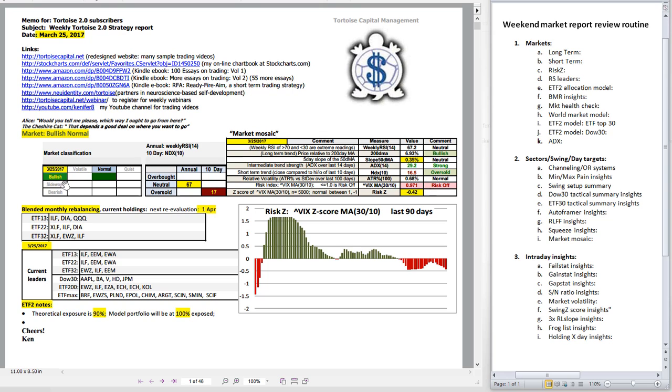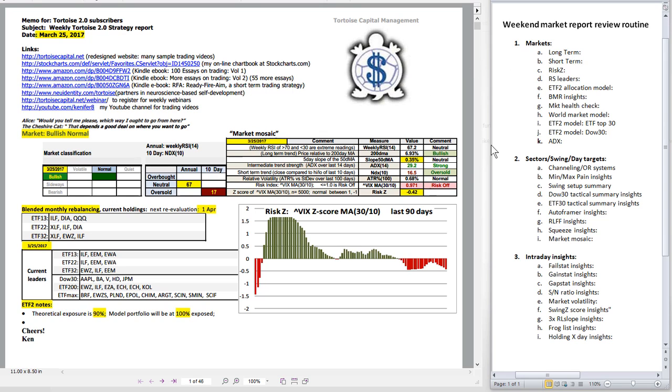Market classification. Long term, we're in bullish normal conditions based on our market classification system. I'm looking at the annual market condition with RSI 14, weekly RSI 14. We're at the higher end of neutral at 67 out of 100. And then the short-term market condition using 10-day NDX, we are slightly oversold at 17 out of 100. So that's the first two parts here, the long-term and short-term.